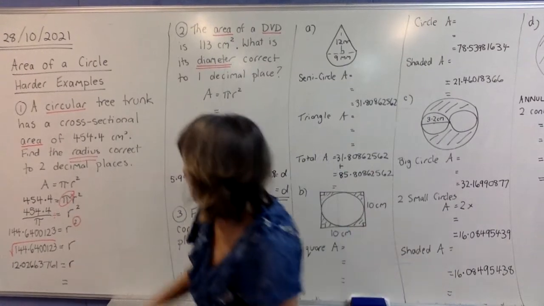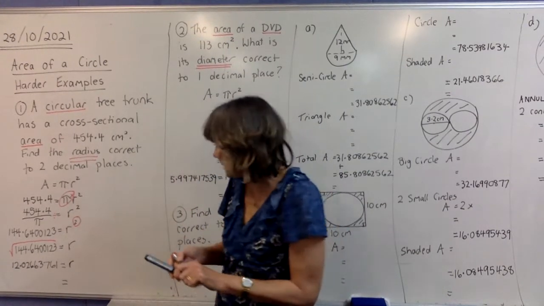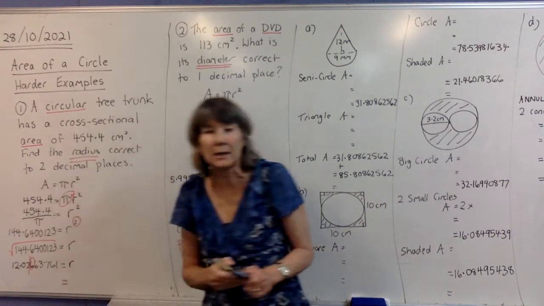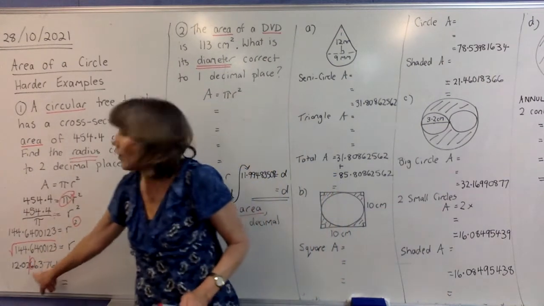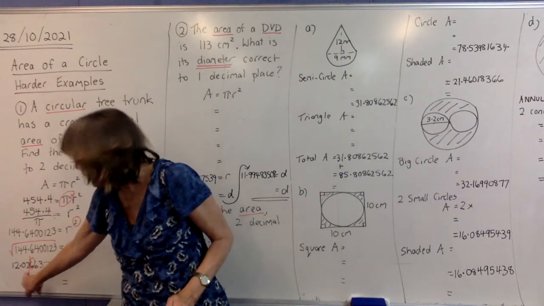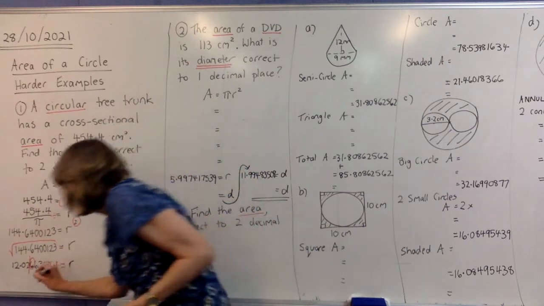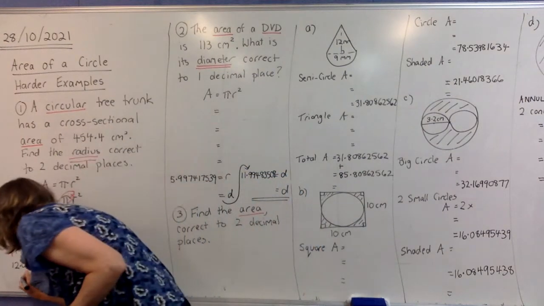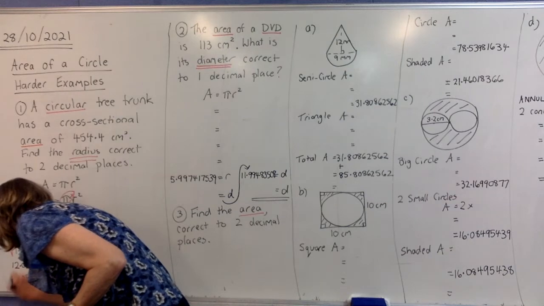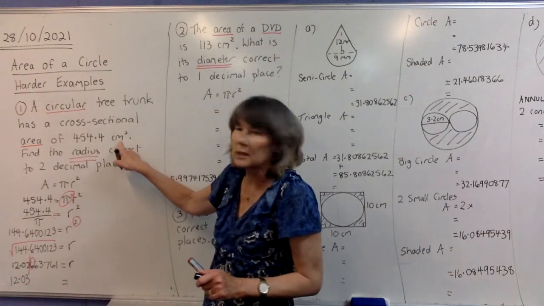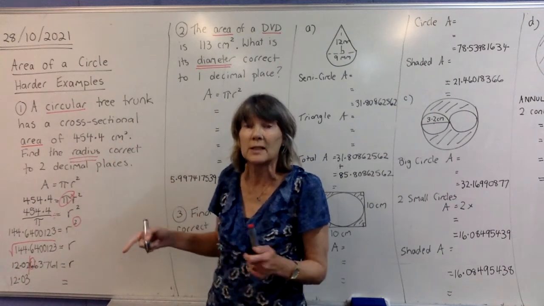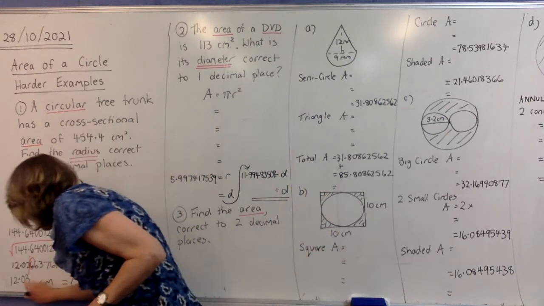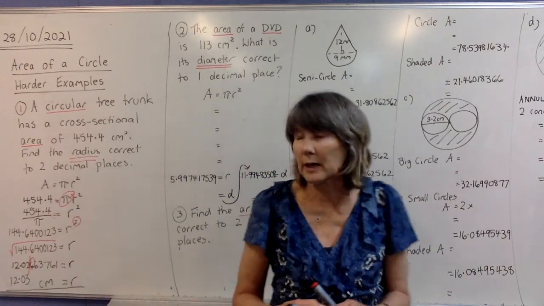Okay, now the question says they want it to correct 2 decimal places. So draw your red line after 2 decimal places. Look at your next digit. That next digit is 5 or more. So the one before the line will go up by 1. So this will become a 3. And copy everything else in front of it. Okay, and because it's in centimetres squared, we're giving our answer in centimetres because it is a radius. So we're just wanting the length of the radius, it's not an area.